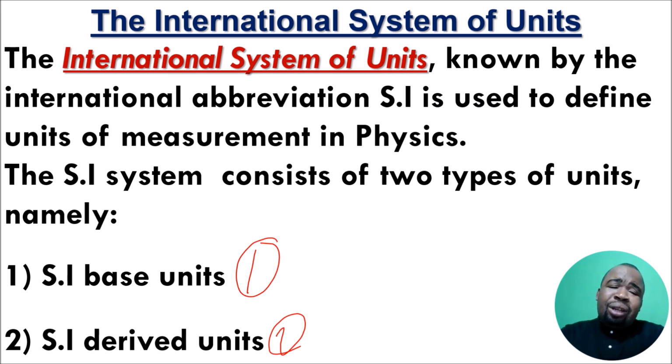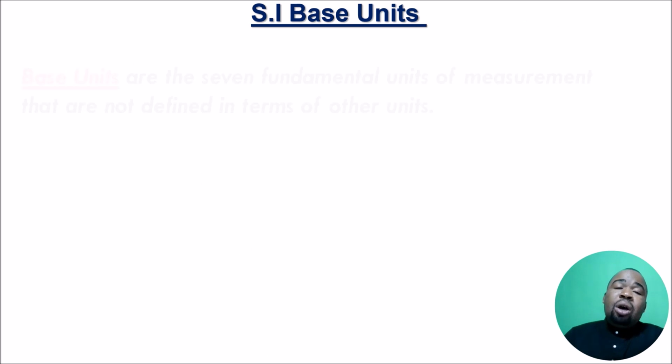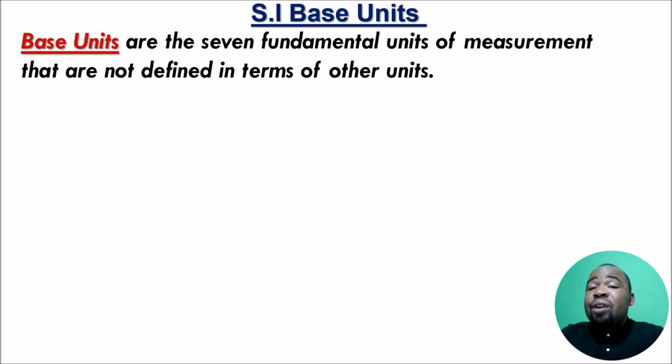Now, let's look at the SI base units. What are they? SI base units are the 7 fundamental units of measurements that are not defined in terms of other units. We defined last time base quantities, and we said there are 7 fundamental quantities which are not defined in terms of other physical quantities. Their corresponding units are what we call the base units. So we say they are the 7 fundamental units which are not defined in terms of other units.